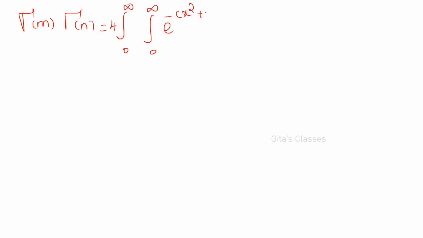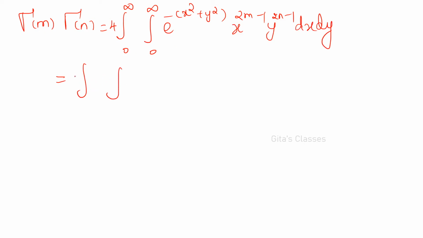So gamma of m into gamma of n on the left hand side is equal to 4 into the integral from 0 to infinity of e power minus of x squared plus y squared, x power 2m minus 1, y power 2n minus 1 into dx dy. Now if you substitute, what will you get? 4 into the integral, r varies from 0 to infinity, theta varies from 0 to pi by 2. e power minus of x squared plus y squared is what?